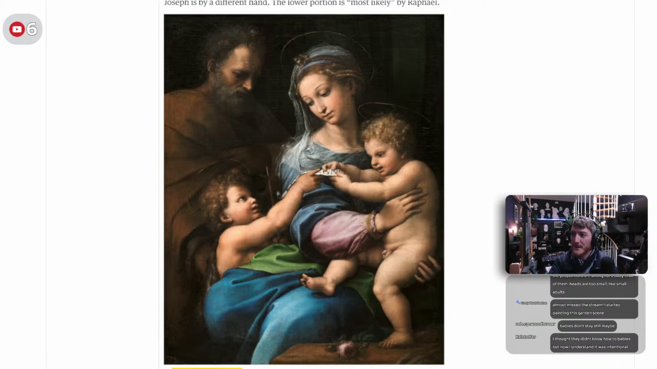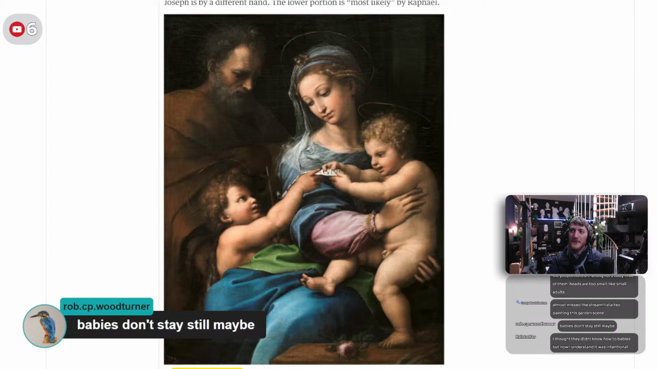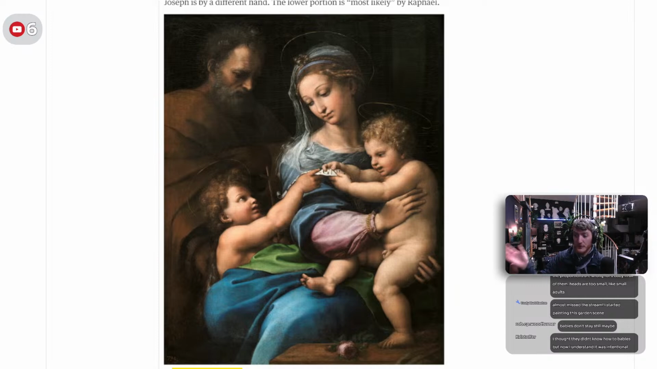And babies don't stay still, maybe, so they couldn't technically have them pose. And actually, having women pose was forbidden for such a long time. Think about it, having actual women as models was forbidden for a very long time. So artists had to use canons and idealized features that you could find on Greek sculptures, for example.